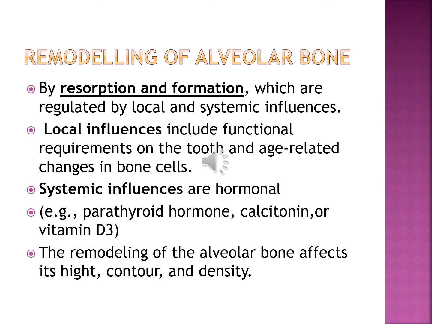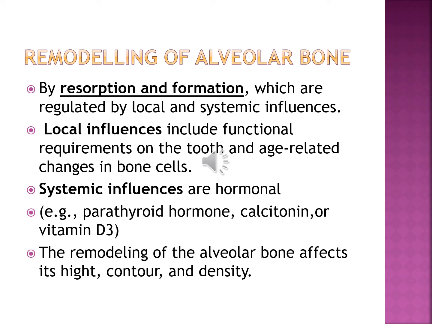Remodeling of cellular bone, usually we know that we have bone formation, what we call osteoblastic activity, and we have bone resorption, what we call osteoclastic activity, which is facilitated by osteoclasts. And this osteoblastic and osteoclastic activity is influenced by local and systemic factors. Local influences are the functional requirement of the tooth and the age-related changes in the bone cell. So there are variations. At different ages you have different types of alveolar bone formation.